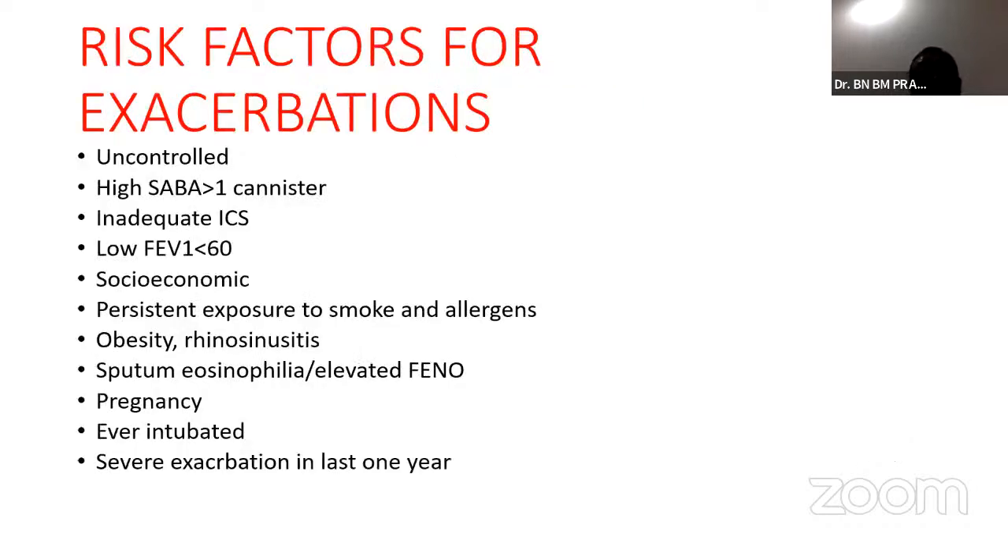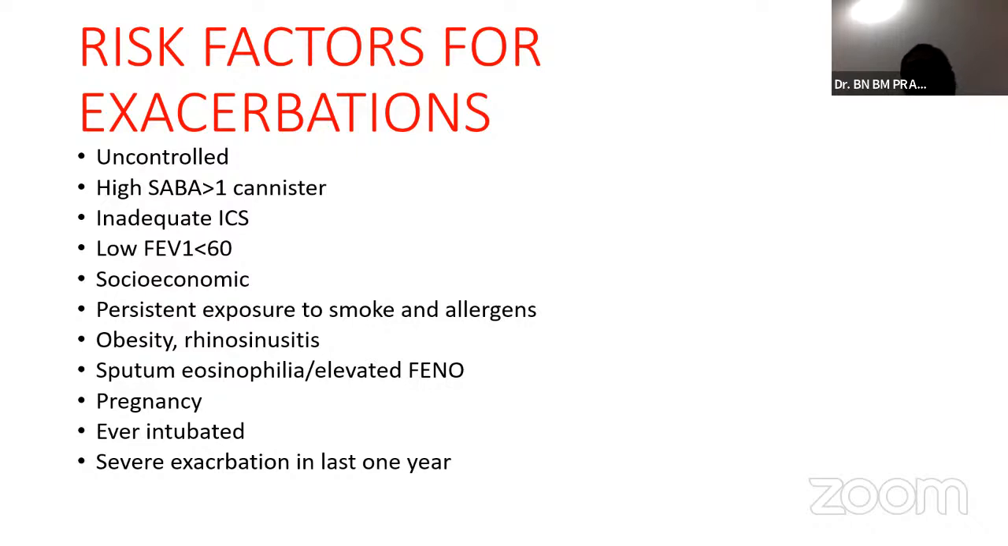So the risk factors for exacerbations: if the asthma is not properly controlled, even a small trigger can make it worse. Then those who require very high doses of SABA, that is short-acting bronchodilators, which is actually a rescue medication. Their inflammation is not controlled, and they are likely to have a very severe exacerbation of the asthma. And inadequate use of ICS can again lead to exacerbation of asthma.